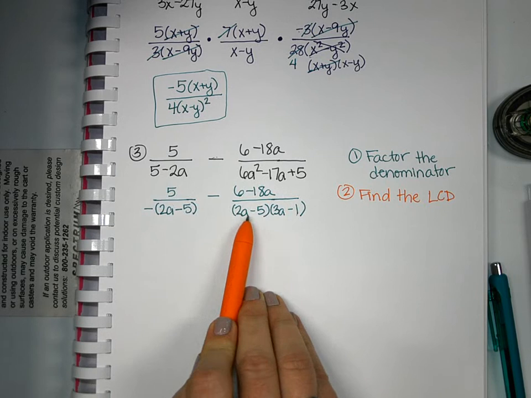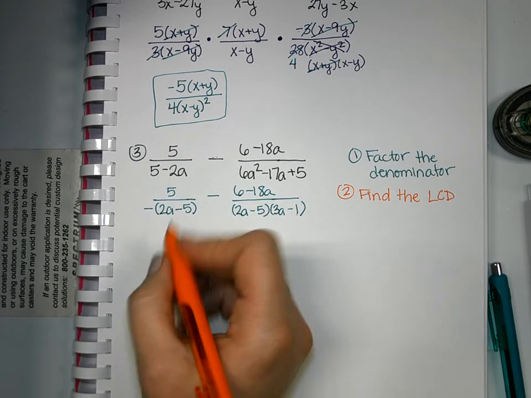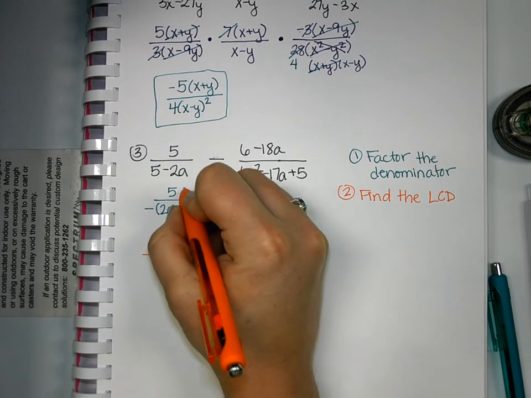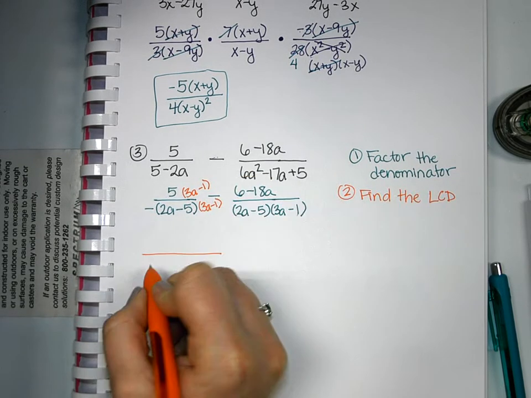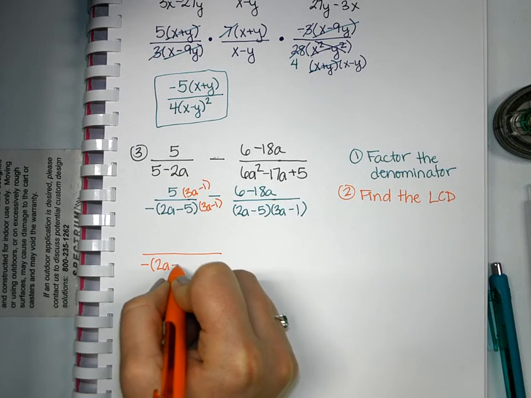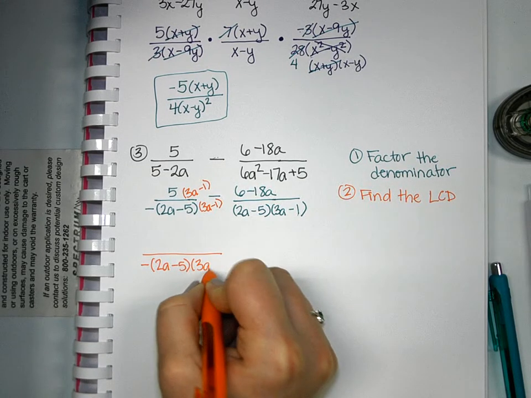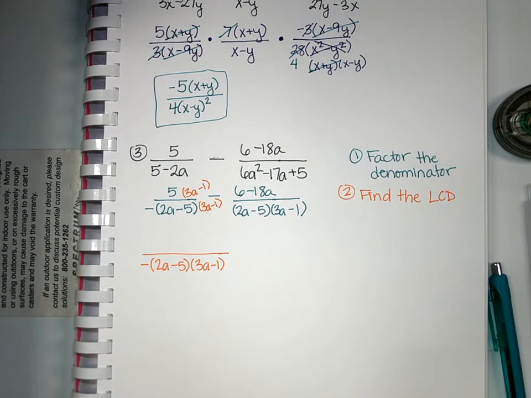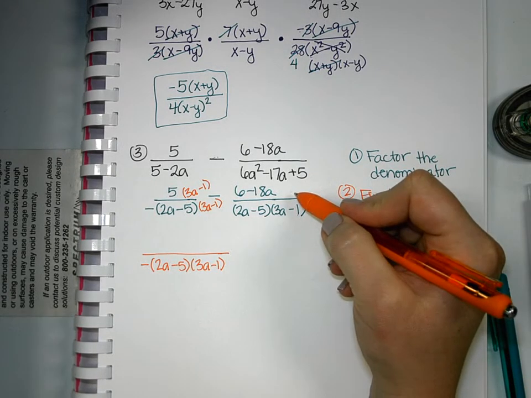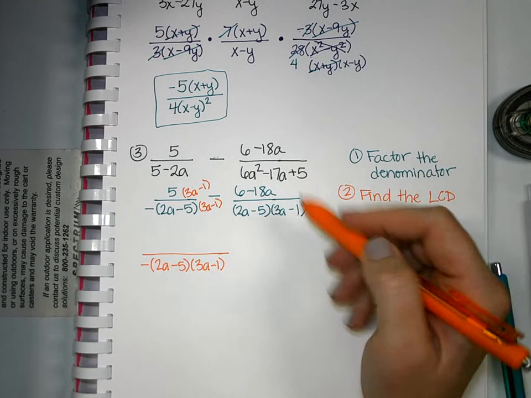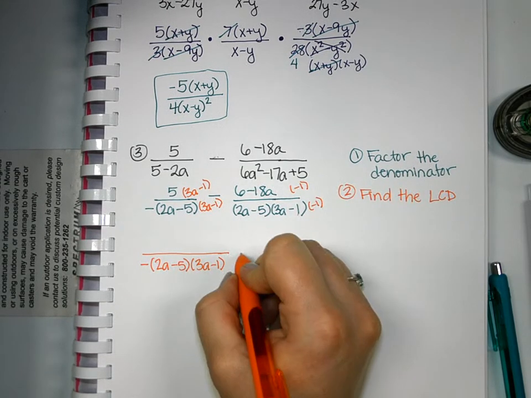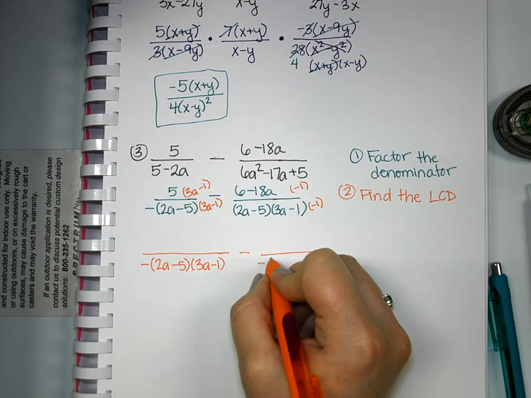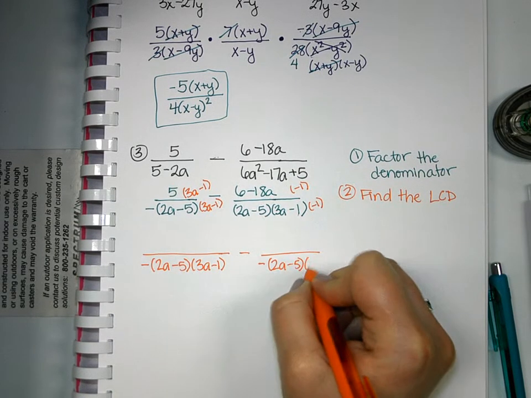So this first one is missing the 3a minus 1, so I need to multiply by 3a minus 1 on the top and the bottom so that I can get the common denominator, negative parentheses 2a minus 5 parentheses 3a minus 1. Now on this one over here, the only thing that's missing is the negative. So that means I'm going to multiply top and bottom by negative 1. So I'm going to have now on the denominator negative 2a minus 5 and 3a minus 1.